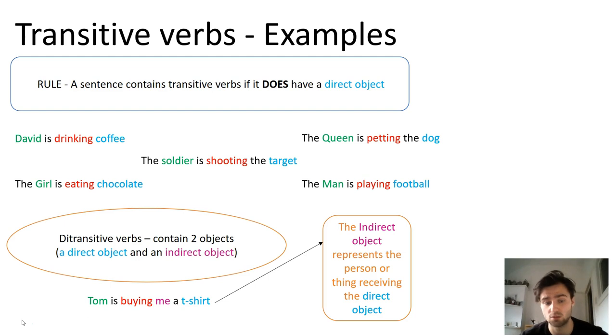Okay, so the indirect object represents the person or thing receiving the direct object itself. So Tom as a subject is buying, buying is a verb. Me is the indirect object, so I'm representing the person receiving the direct object, t-shirt. So now we know how this all pieces together when we're piecing together all the different parts of the grammar in the sentence. Okay, so we've had a look at transitive verbs and intransitive verbs.